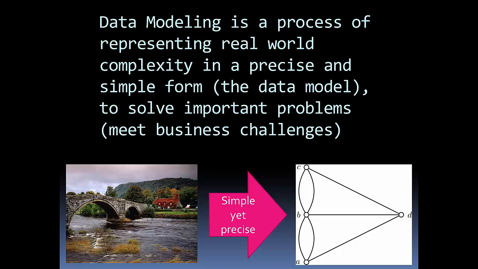So if you look at what we do as much more than designing relational databases, we could redefine data modeling. We could redefine it as a process of representing real-world complexity in a precise and simple form, which is the data model, to solve important problems, to meet business challenges. That's a more positive way to say it. But really, it's the same thing Euler did with the bridges; we do it on our projects. We're thrown into this complexity, and we have a certain skill of organizing things and being able to describe it using just a few symbols. And that's the skill of modeling.